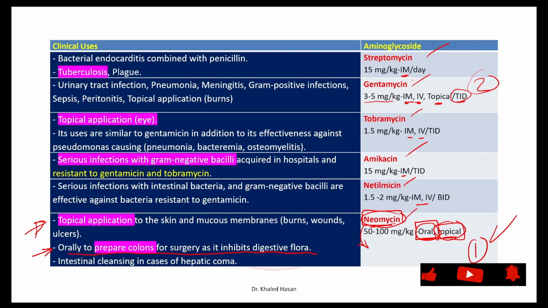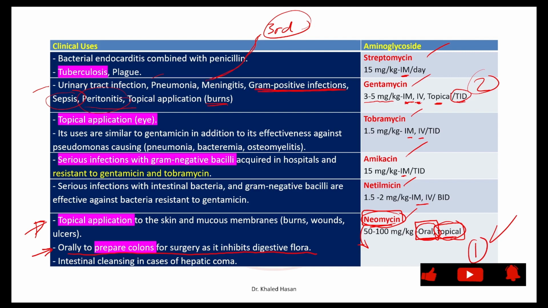The clinical uses for gentamicin: number one, urinary tract infection. Number two, pneumonia and meningitis. Here we use it in combination with a beta-lactam or with a third generation cephalosporin. Please remember that, we don't use it alone. We also use it for a specific type of gram-positive infection. The most important ones are sepsis and peritonitis. Another important use is topical application, for example, if the patient suffers from burns, wounds, or ulcers. So we use gentamicin.